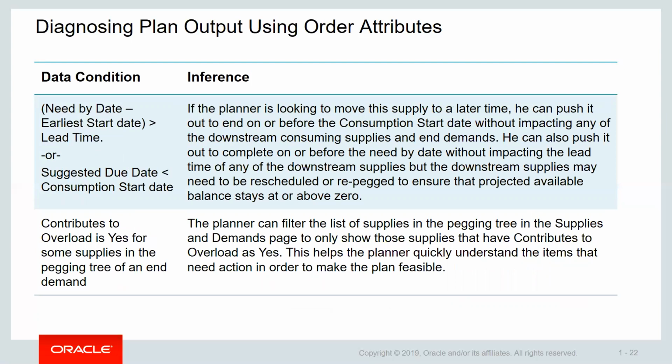And some more details related to diagnosing plan outputs are provided here. For example, if the contributes to overload is yes for some supplies in the pegging tree of an end demand, then the planner can filter the list of supplies in the pegging tree in the supplies and demands page to only show those supplies that have contributes to overload as yes. This helps the planner quickly understand the items that need action in order to make the plan feasible.